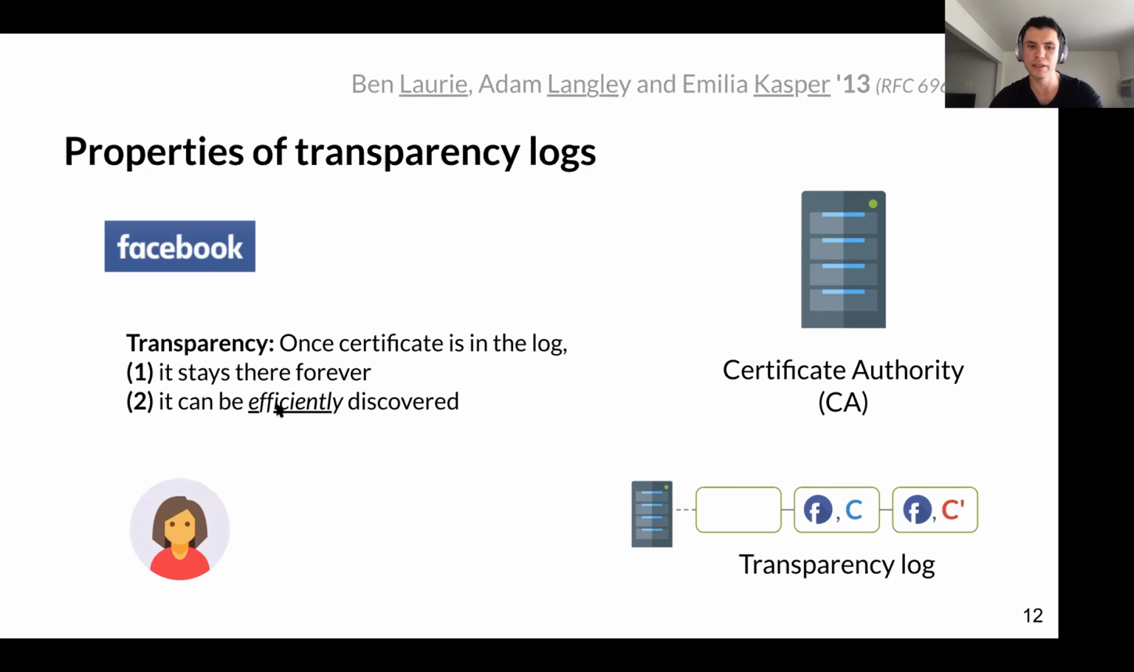And two, the certificates should be efficiently discoverable. So in other words, Facebook should be able to monitor the logs efficiently by sending a query and getting a response with a short proof. Because the alternative would be for Facebook and all of the other websites on the web to download every new entry appended to the log to see if they've been impersonated, which is just not very efficient from a communication perspective.